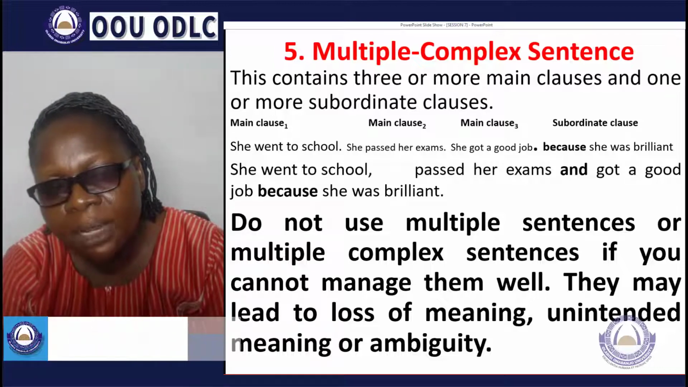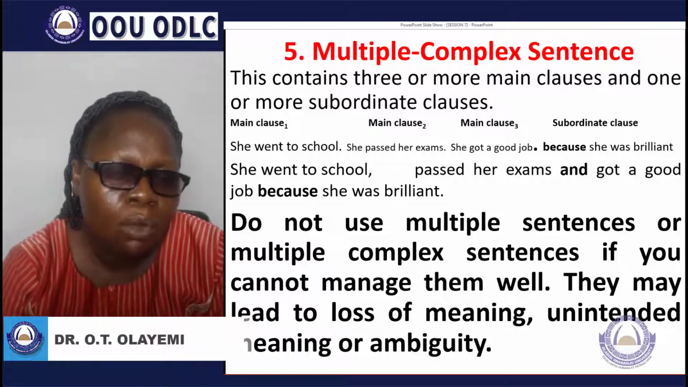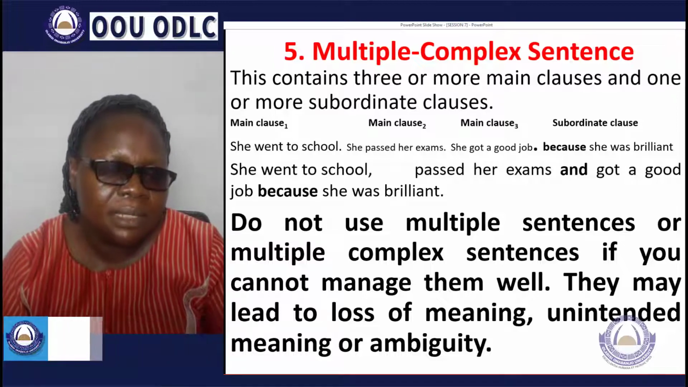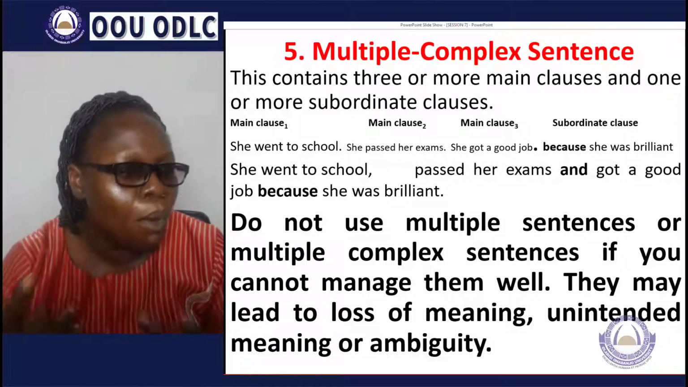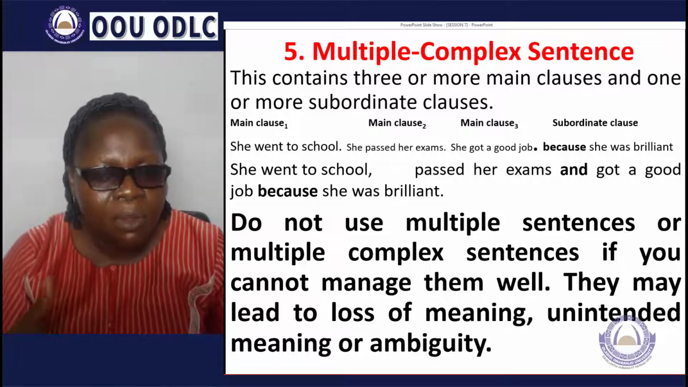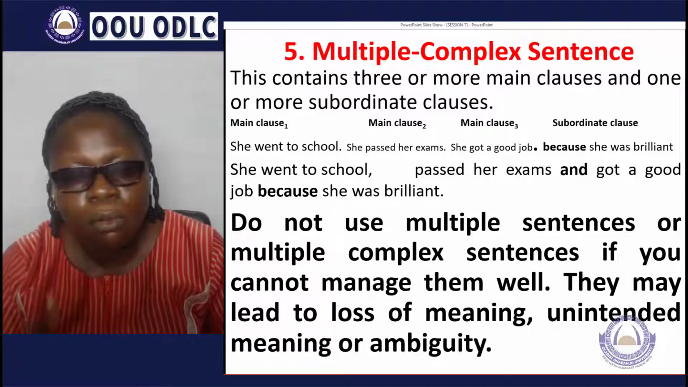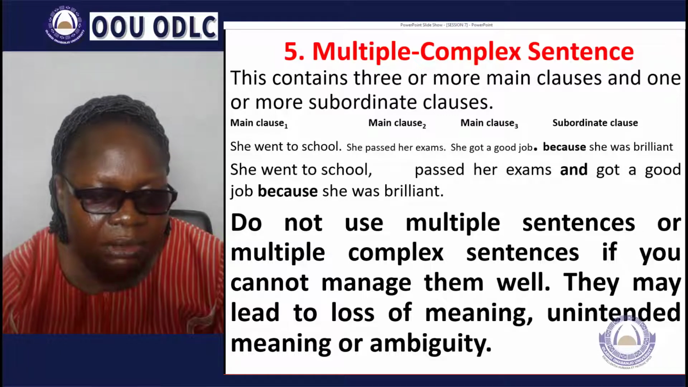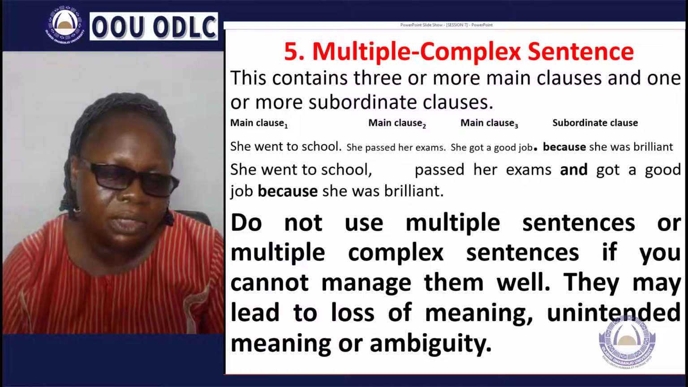Now we have number 6, the multiple complex sentence. This contains 3 or more main clauses and 1 or more subordinate clauses. So everywhere you have the complex aspect, there should be a subordinate clause that is either 1 or more than 1. Now in the example on the screen, there are 3 main clauses and 1 subordinate clause.